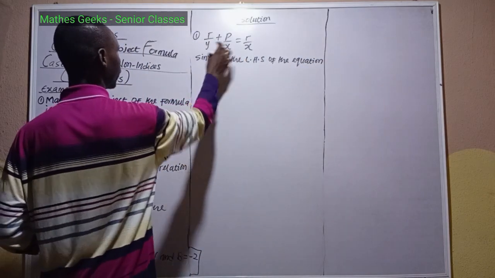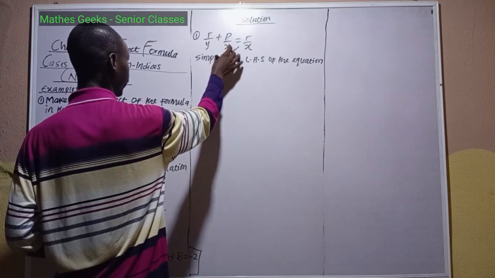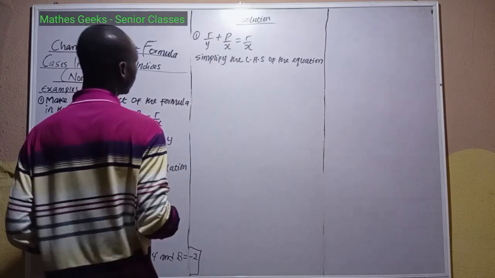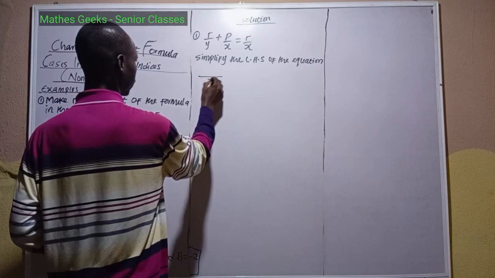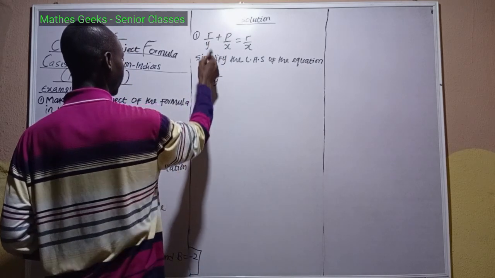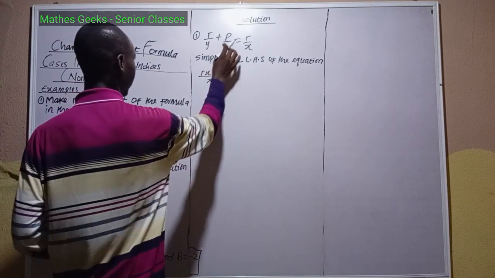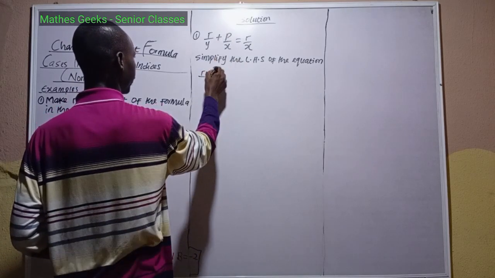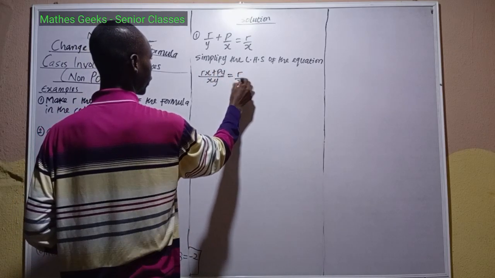When we do that, this is a fraction. So simplifying the fraction, addition of fractions, we take the LCM of the denominators, which is xy. xy divided by y gives us x, so times r will give us x. xy divided by x is y. y times p will give us py, equals r over x.